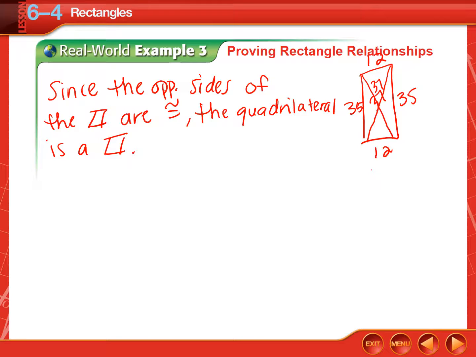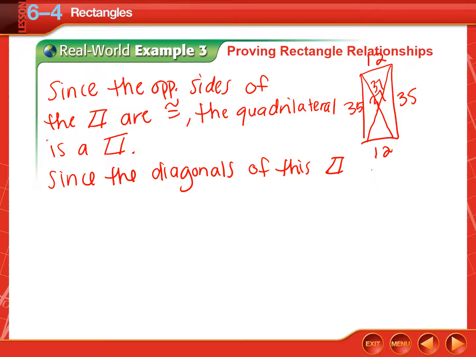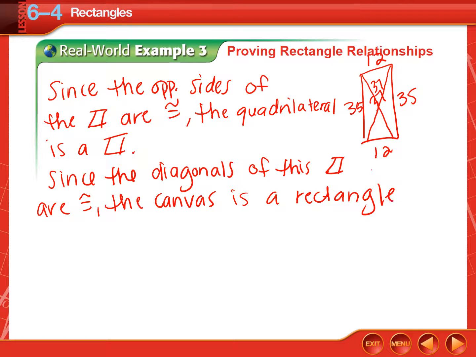Okay, now that we've established it's a parallelogram, we can go into saying something about it being a rectangle. Since the diagonals, and we know about the diagonals of a rectangle, they're congruent. Since the diagonals of this parallelogram are congruent, the canvas frame is a rectangle. Okay, simple as that. First proving it's a parallelogram, then proving that it's a rectangle.